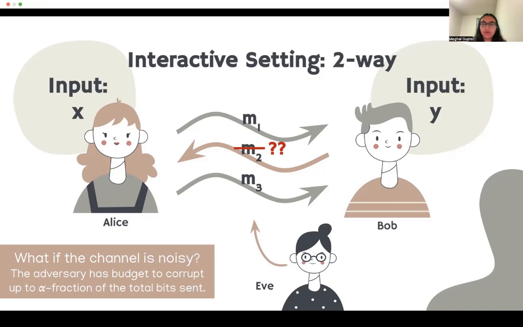Now we have a protocol that could be super long, super weird in terms of number of rounds of communication, length of different messages and whatnot. The adversary's only restriction is they can only corrupt up to alpha fraction of the total bits sent. So for example, let's say this is a super long protocol, so not just 3 messages. They could just take message 2 and replace it with completely random bits.